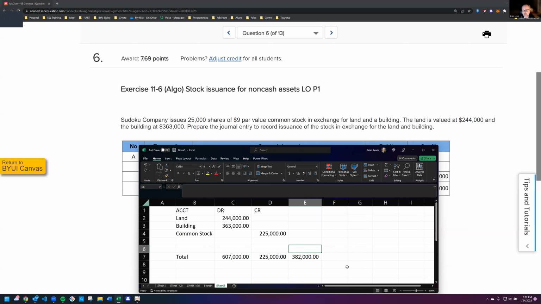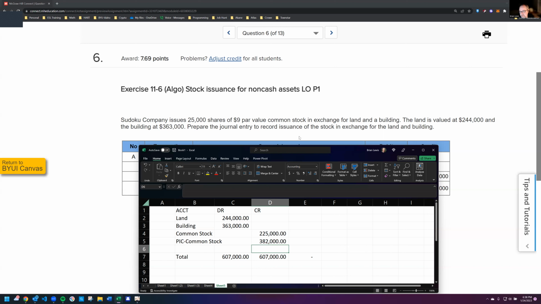So what you end up having is what's called paid in capital, on top of the common stock. The difference between the value of the assets received and the value of the stock exchanged at par, that difference is paid in capital above and beyond the par value. And so when you put the 382 in here, then you get both sides of the equation to balance, mainly debits and credits balancing.